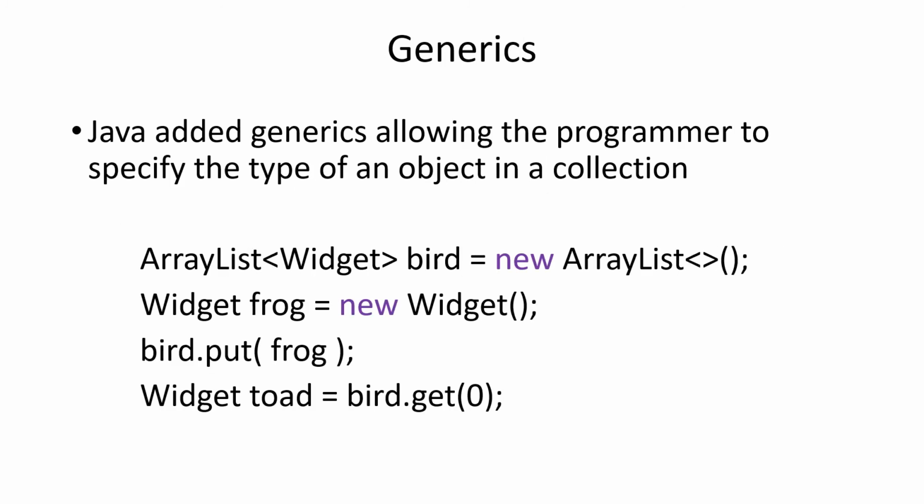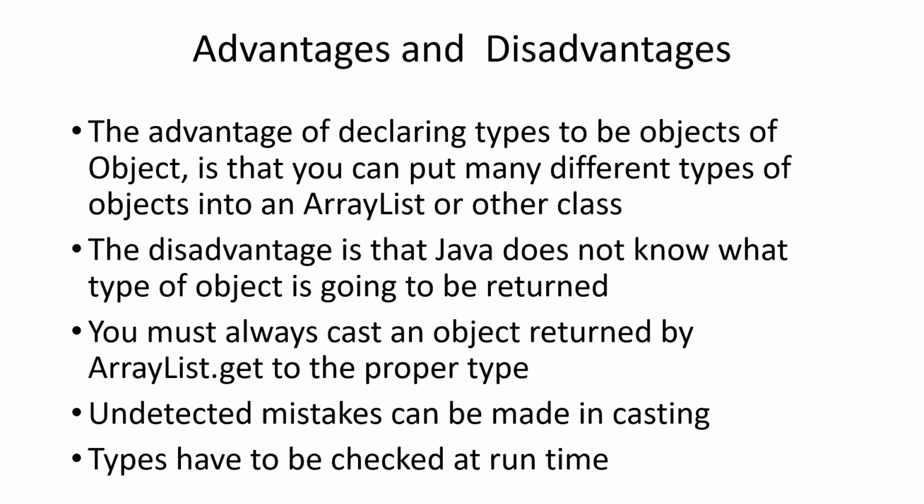Generics change this by allowing you to specify what type of object will be in the ArrayList. Here you can see the brackets and the class. In other words, the ArrayList is going to contain widgets and only widgets. So you can put widgets in, and when you get an object from it, Java knows that it's going to be of the class Widget. You don't have to cast it because only widgets can go in, only widgets can come out.